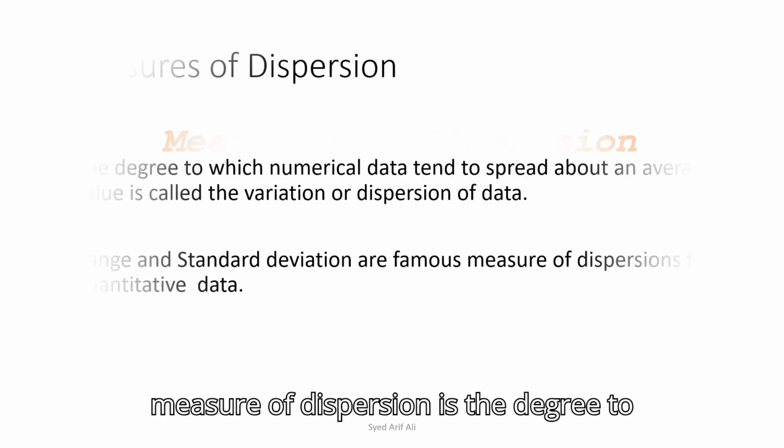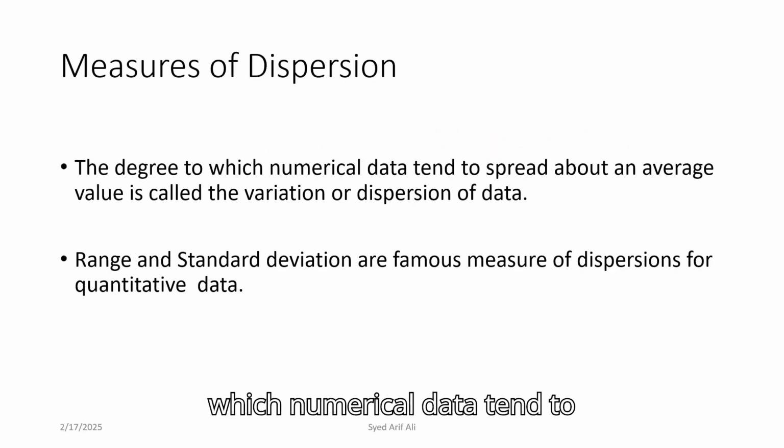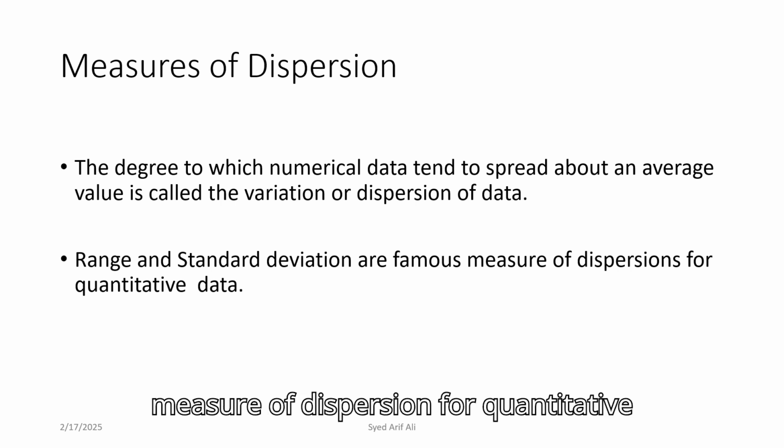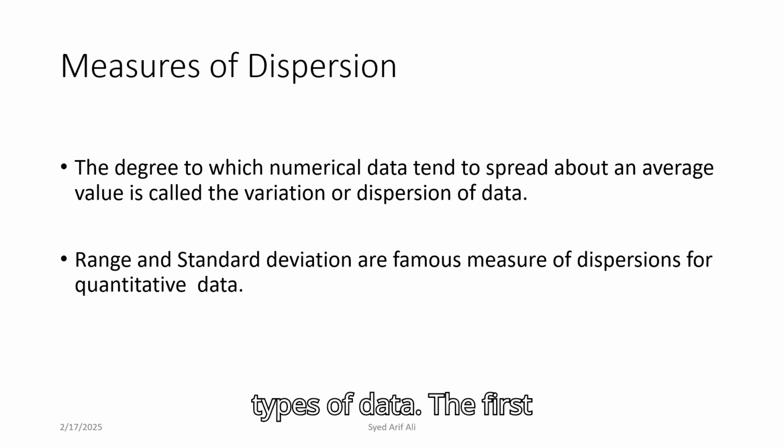The measure of dispersion is the degree to which numerical data tend to spread about an average value, called the variation or dispersion of data. Range and standard deviation are famous measures of dispersion for quantitative types of data.